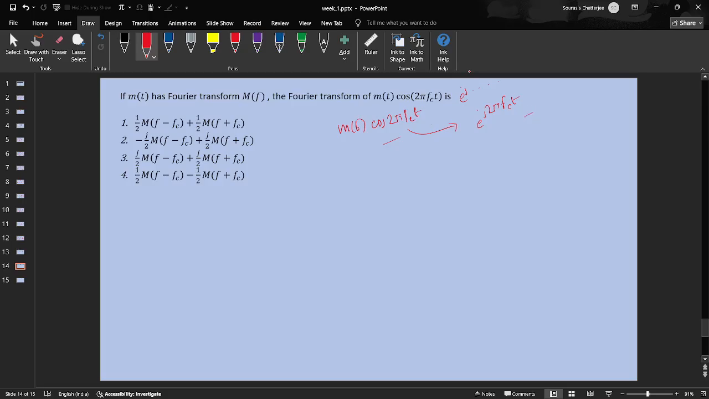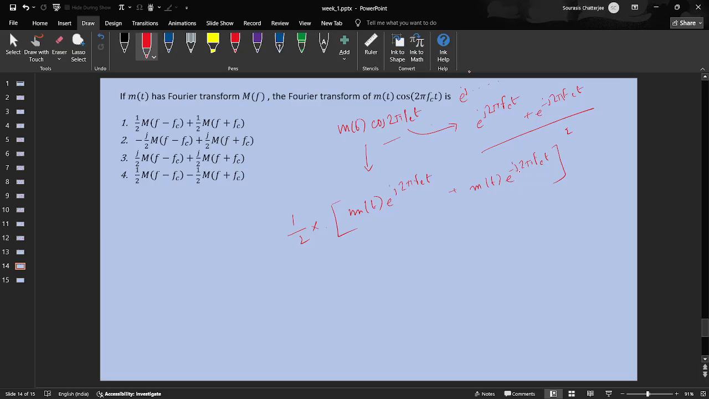plus e raised to minus j 2 pi fc t, upon 2. Okay, and it's over 2. So essentially this reduces to m(t) e to the power j 2 pi fc t plus m(t) e to the power minus j 2 pi fc t, where the entire thing is multiplied by 1 over 2. Now this is good. Now how is it going to help me to still find the Fourier transform?